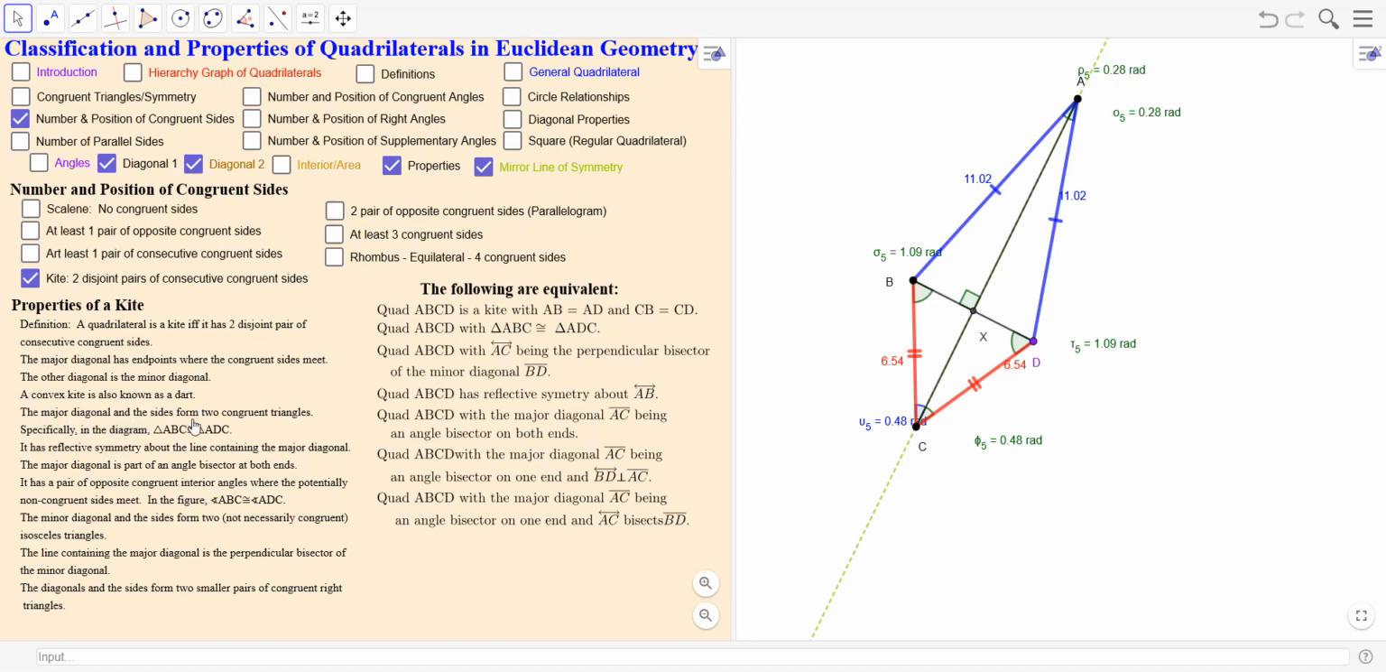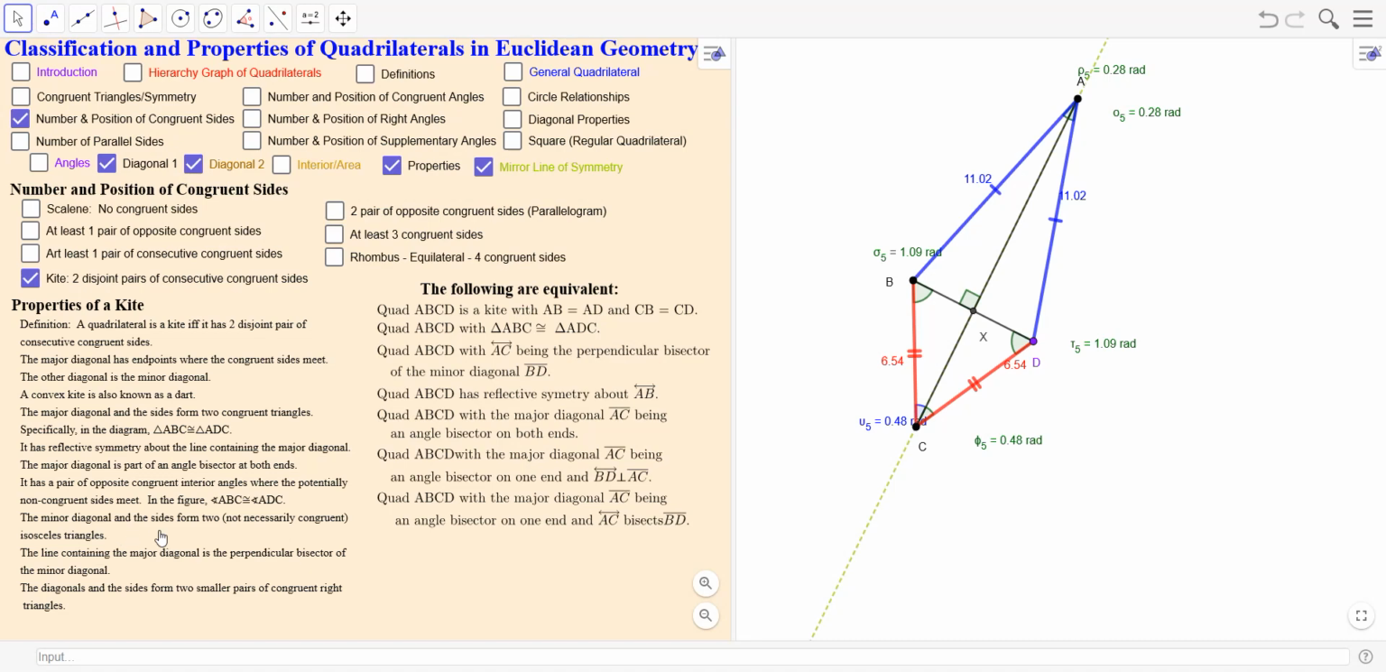The major diagonal and its sides form two congruent triangles. Specifically, the way we've got it set up here, triangle ABC is congruent to triangle ADC. So it has reflective symmetry about the line containing the major diagonal. The major diagonal is part of an angle bisector at both ends. It has a pair of opposite congruent interior angles where the potentially non-congruent sides meet. In other words, the angles at B and D, the interior angles, the big angles there.